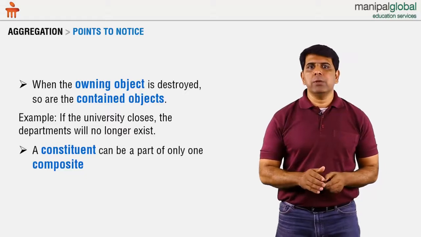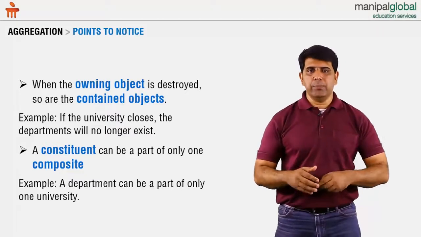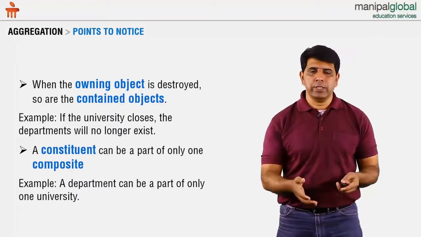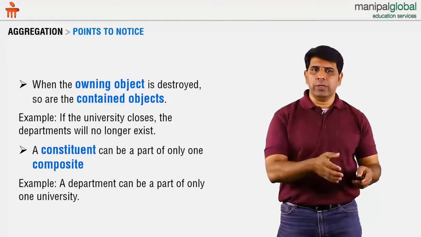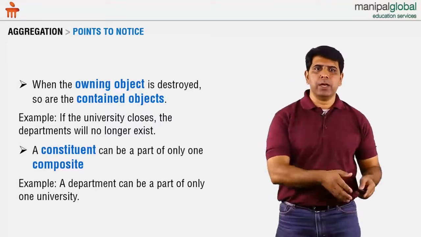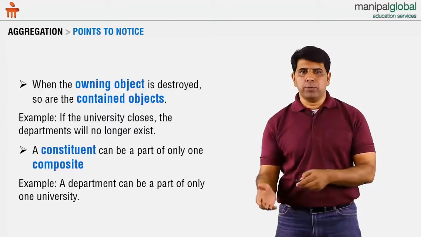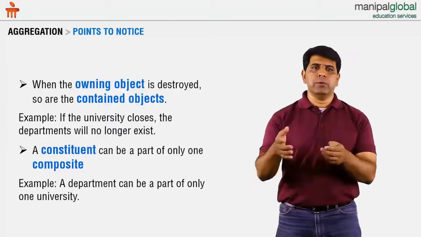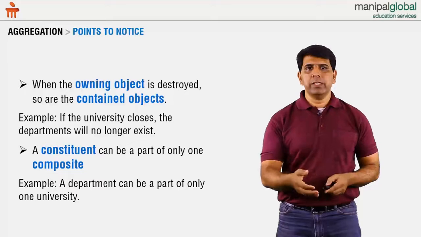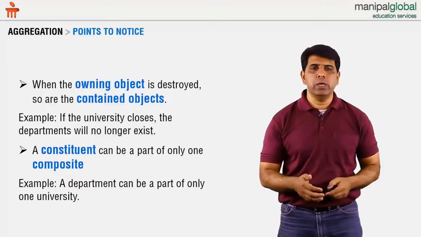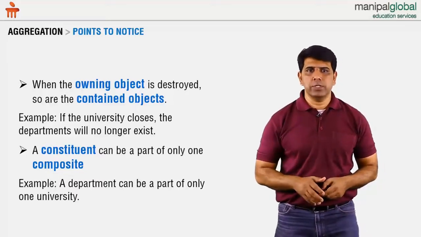A constituent can be part of only one composite. So a department can be part of only one university. An engine can be part of only one car. A steering can be part of only one car. If you think of a laptop, a processor can be part of only one laptop. This is a very strong relationship, which is what is called composition.